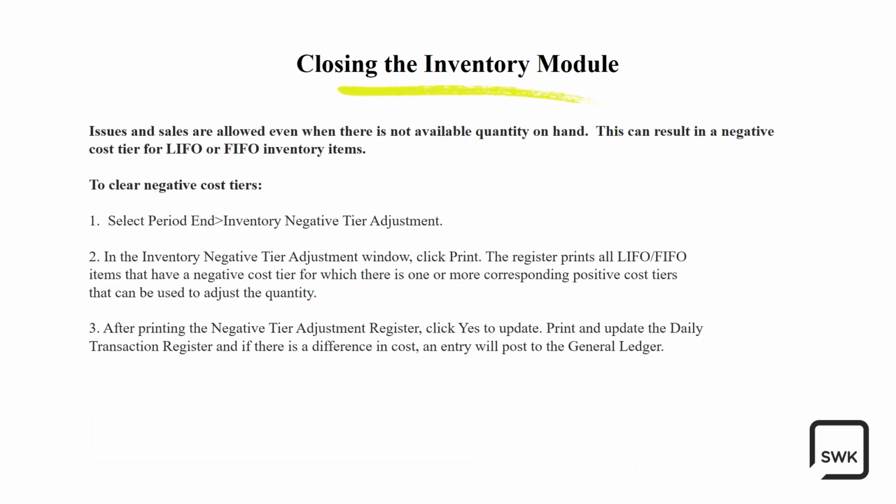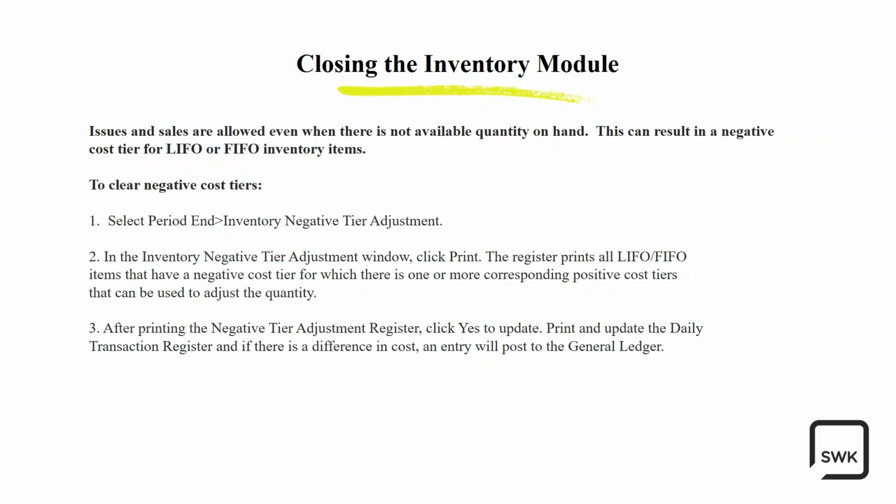And you can do issues and sales in Sage, even though you don't have available quantity on hand. The system lets you go negative. But it also results in a negative cost here for LIFO or FIFO inventory items. And what you need to do is clear the negative cost tiers prior to your year-end processing.